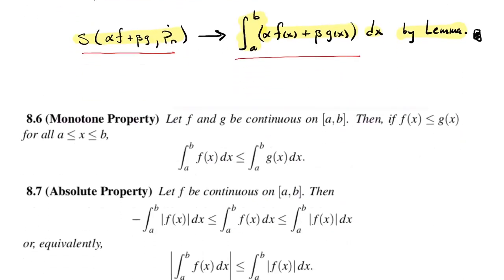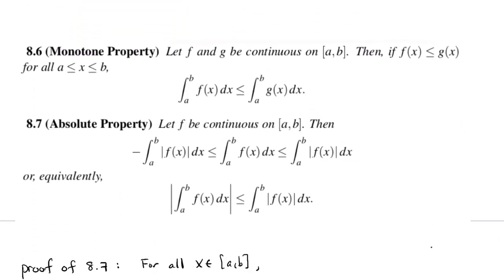A couple more. I'm not going to walk through the proofs of it. The monotone property. So it's kind of an order preserving property. If two continuous functions satisfy, say, one of them is dominated by the other, so f is less than or equal to g for all x in the interval, well, then the integral for f will be less than or equal to the integral for g.